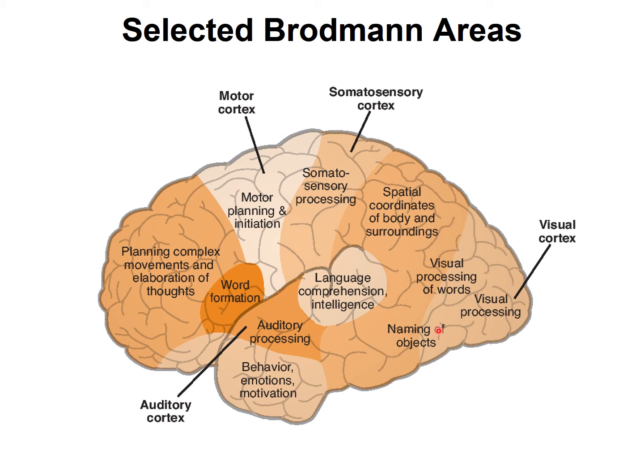So as we have heard earlier, visual processing occurs back here in the occipital lobe, and particularly in the visual cortex.